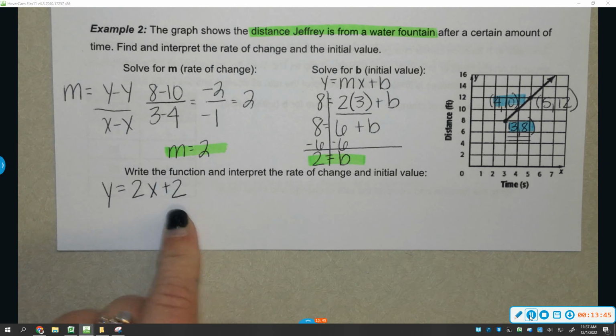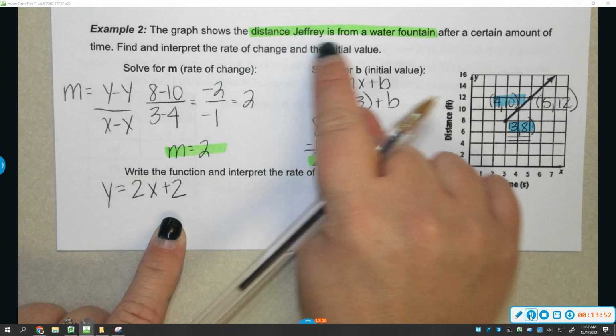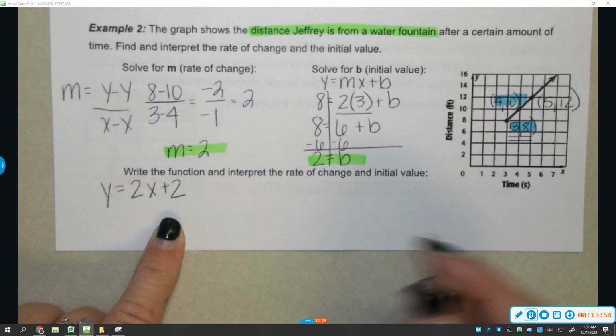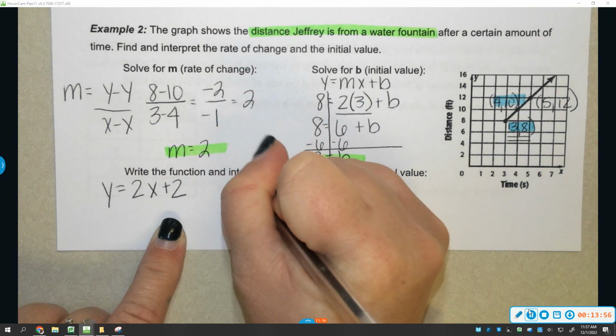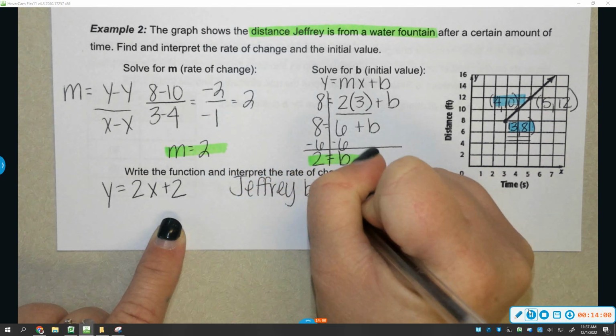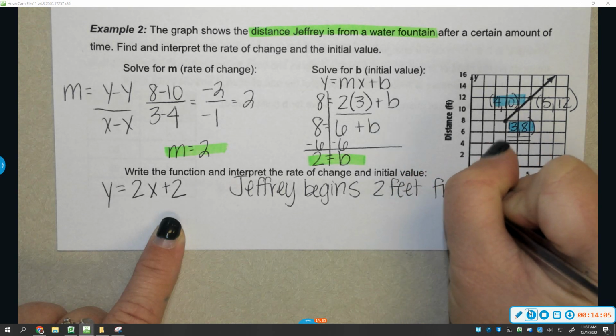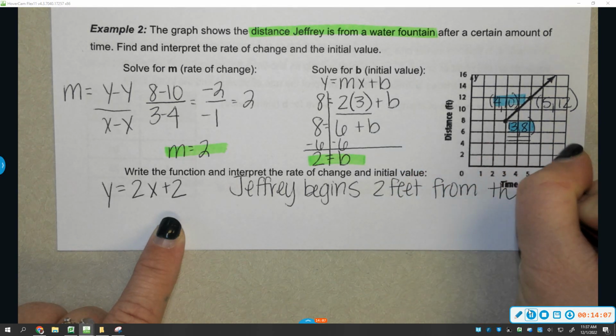Okay, remember, B is always where we begin. So B, or this 2, is how far Jeffrey starts from the water fountain. So Jeffrey begins 2 feet from the water fountain.